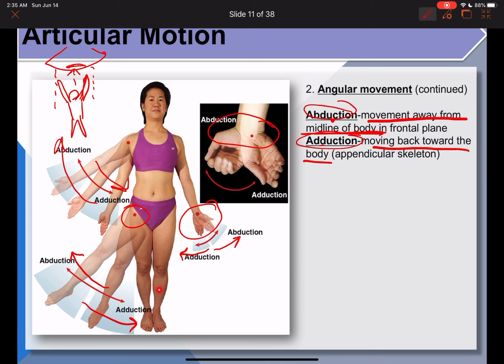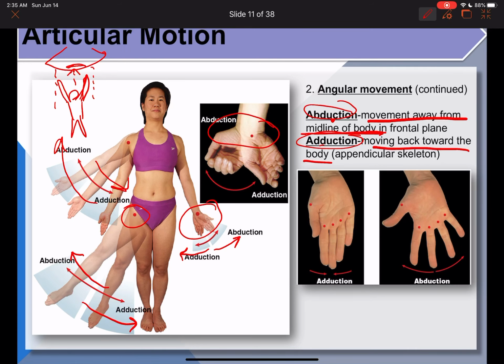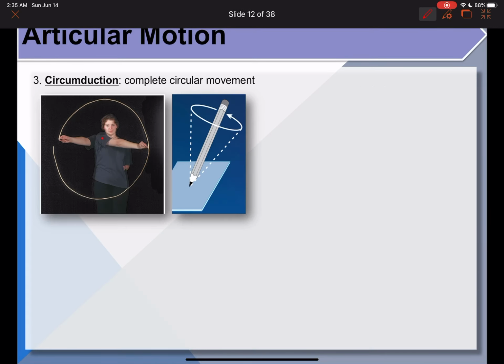Abduction, adduction. And same thing with fingers too, not just thinking about your arms, legs, etc., but your fingers have abduction and adduction as well. Adduction is when you close your fingers like this, and abduction is when you spread your fingers like that, okay? Kind of together. In adduction, fingers together. Abduction, fingers apart. Okay.